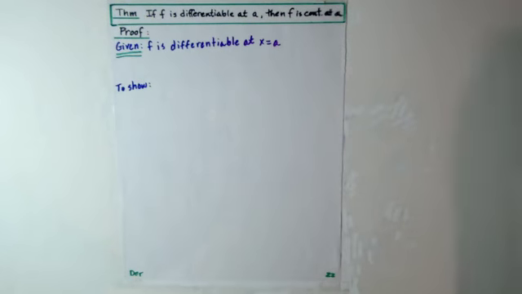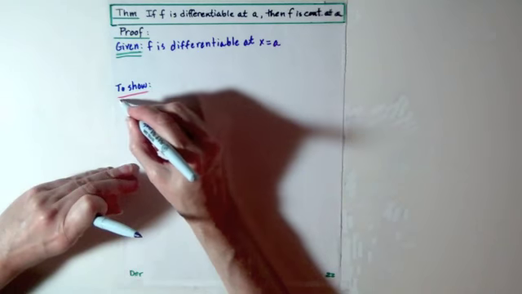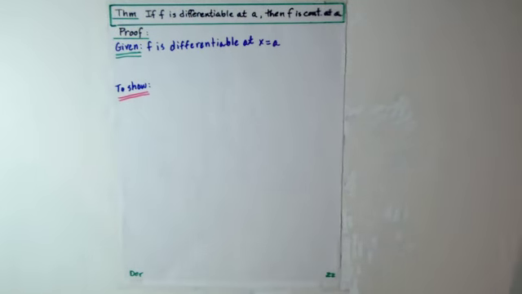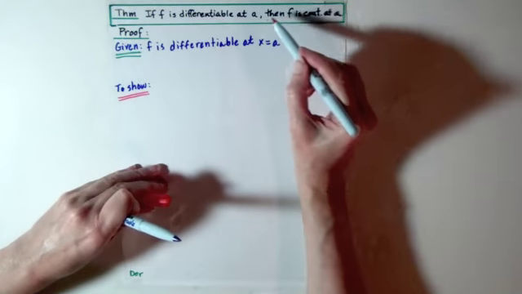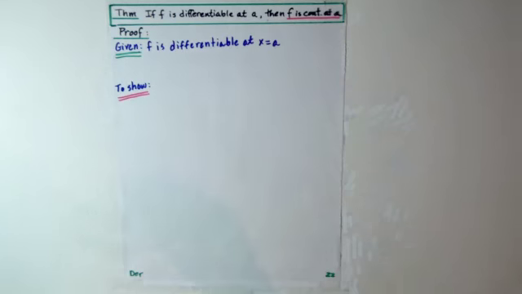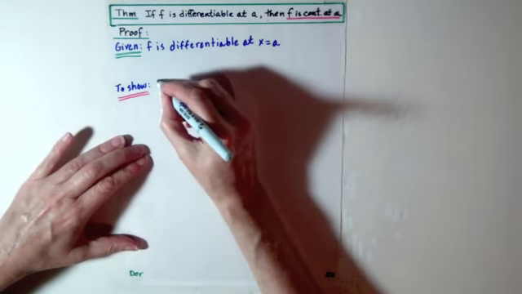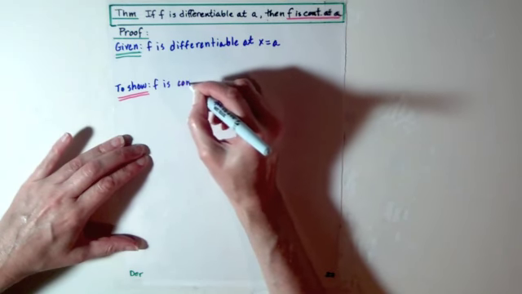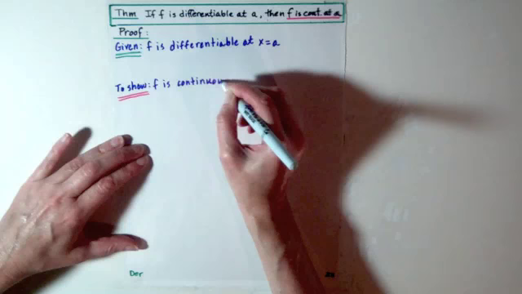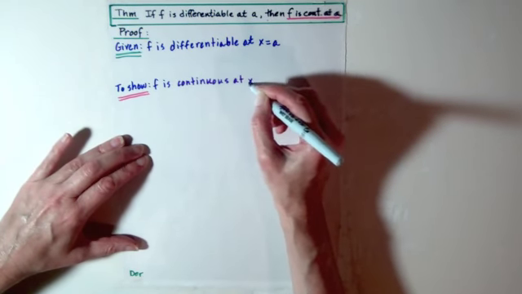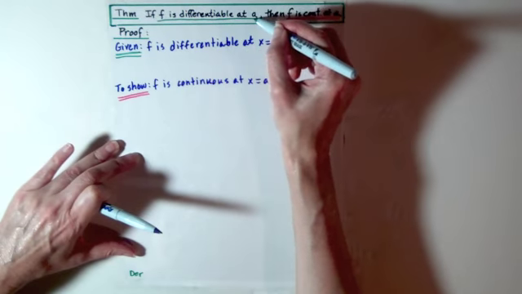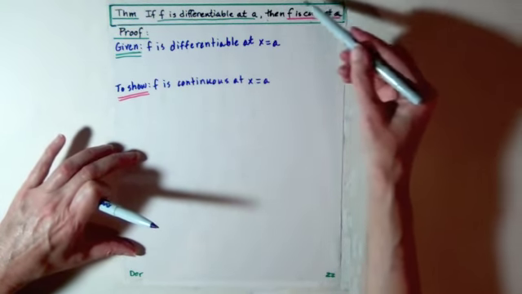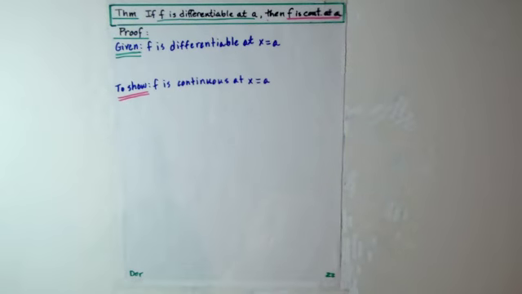Well, what are we asked to show? We're asked to show the conclusion of the theorem. So the conclusion of the theorem is right here. Maybe I should underline the conclusion. We're asked to show that f is continuous at a. So we're asked to show f is continuous at x equal a. So now we've at least identified that if we're given that f is differentiable at a, then we're supposed to show the conclusion f is continuous at a.